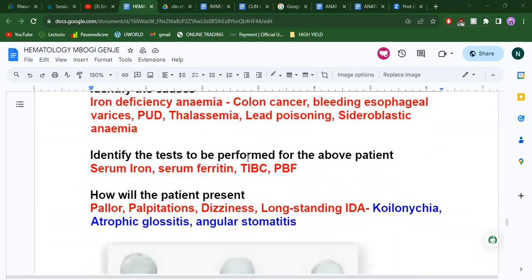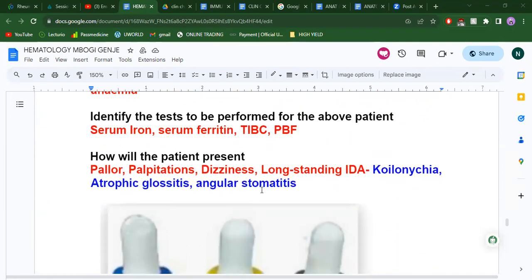Okay. How does the patient present? Basically anemia, signs of anemia: pallor, palpitation, dizziness, easy fatigability. Then if you have long-standing iron deficiency, koilonychia, as I showed you before, atrophic glossitis, angular stomatitis.